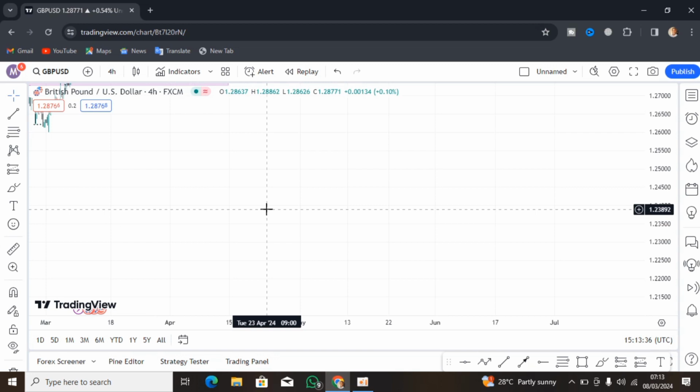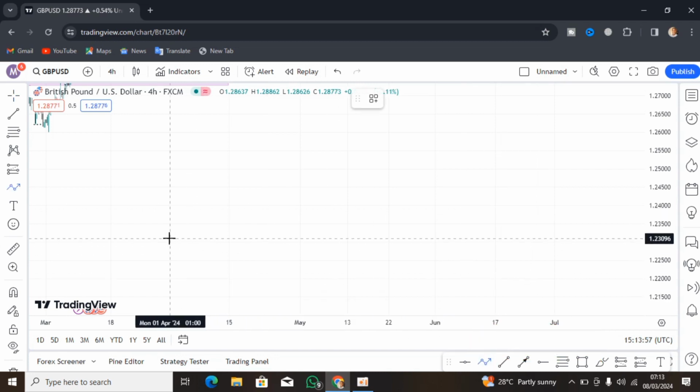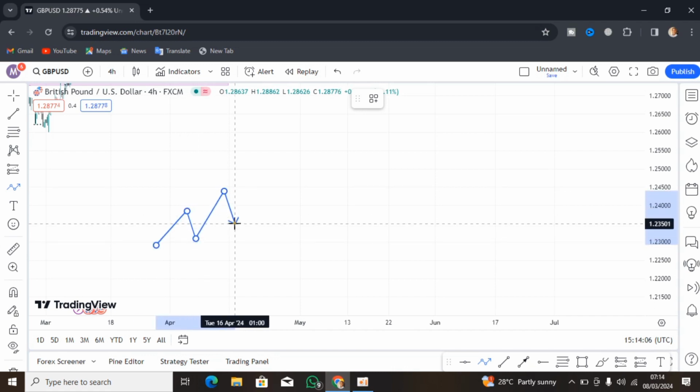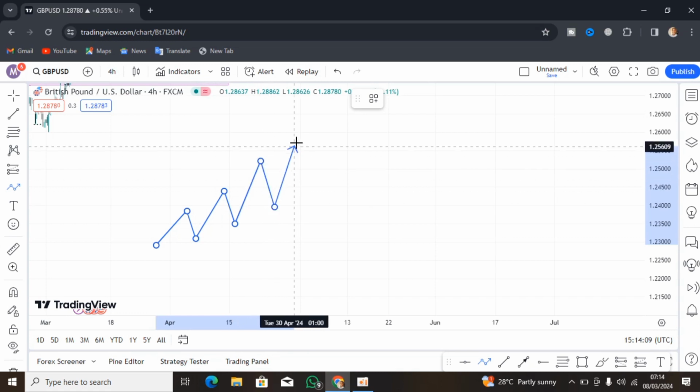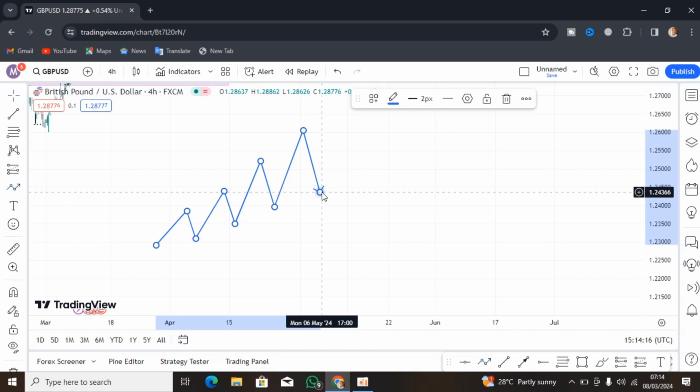A bullish market structure is identified by a series of higher highs and higher lows, right? The trend continues in the same direction until the asset records a lower low, right? So this is what I mean by a bullish market structure. Whenever you see the market moving like this, this means it is a bullish market, guys.